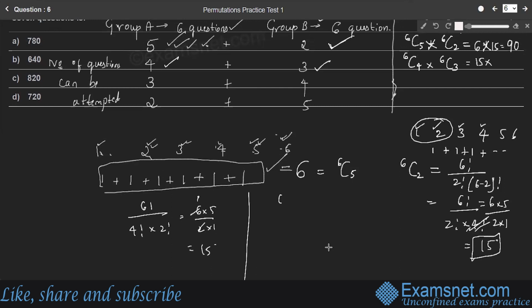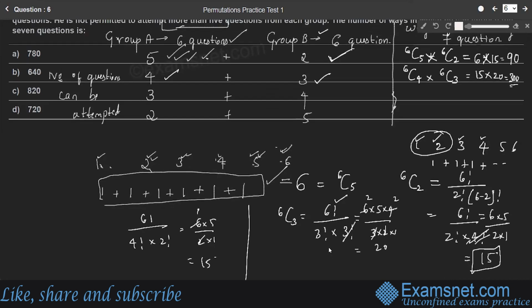So what's the value of 6C3? 6 factorial divided by 3 factorial into 6 minus 3, which is 3 again. So 3 factorial, that is 3 into 2 into 1, in 6 factorial will get cancelled. We have 6 into 5 into 4 by 3 factorial, which is 3 into 2 into 1. So 2 into 2 and 3 into 2. So 20. So 15 into 20 is equal to 300. There are 300 ways to choose 7 questions in the second case.